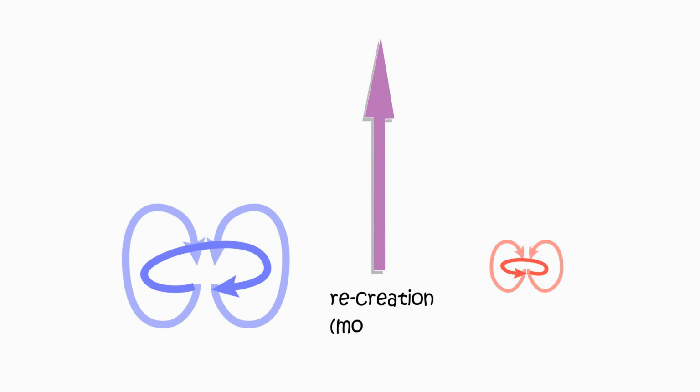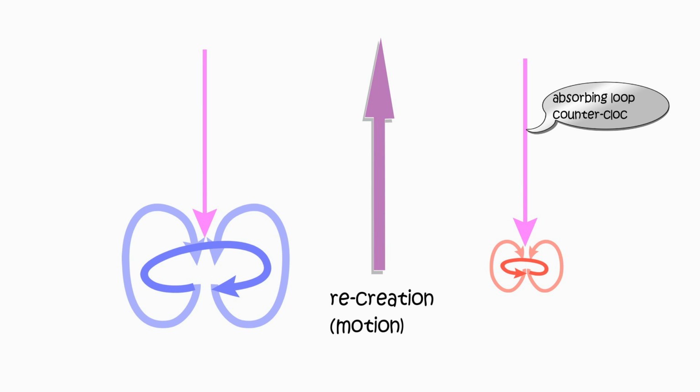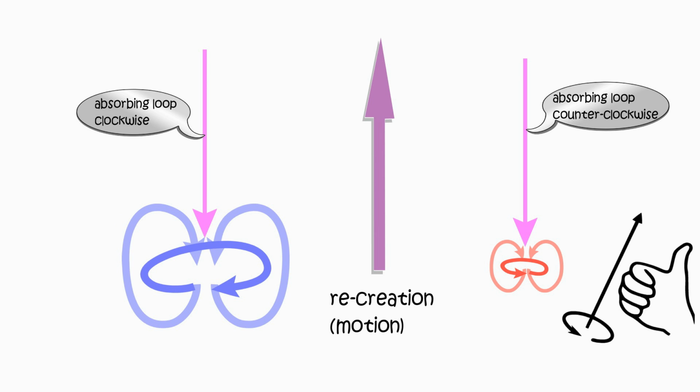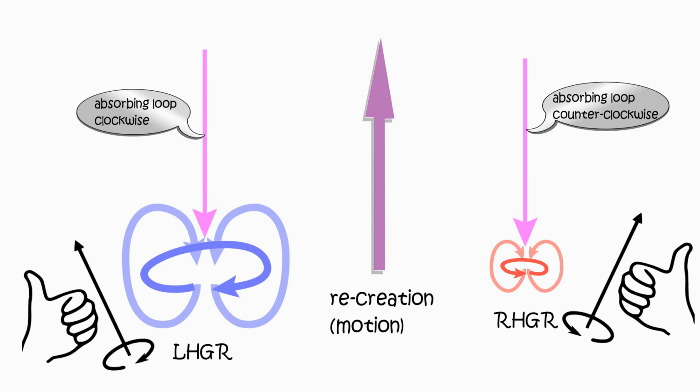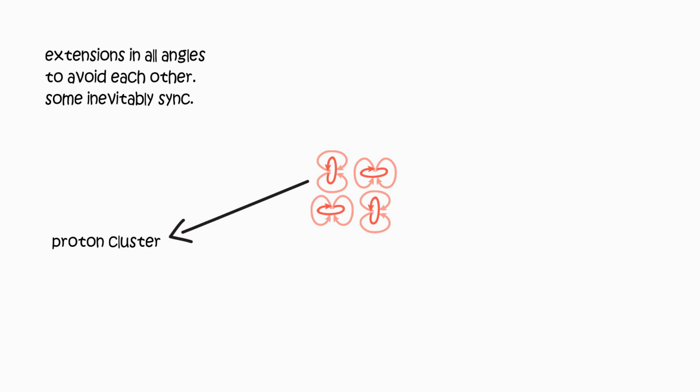Orientation. Traveling field system always tries to face its absorbing side forward. Protons always travel by the right-hand grip rule. Electrons always travel by the left-hand grip rule. Our group of protons or electrons will have some extensions synchronized.